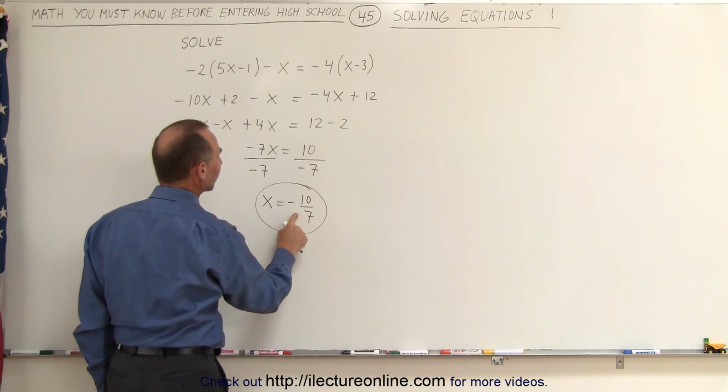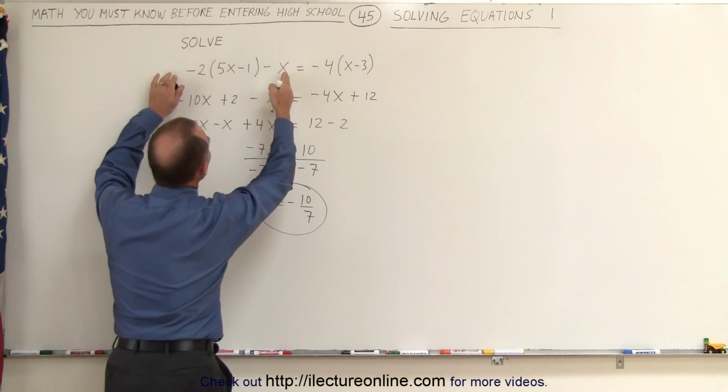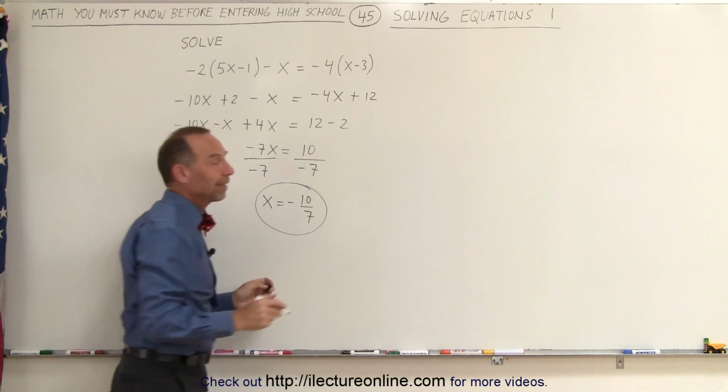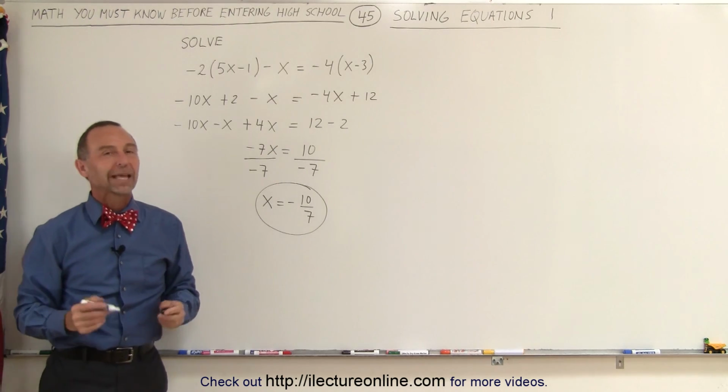When we plug in a minus 10 sevenths into x here, here, and here, the left side equation will equal the right side equation. And therefore, that is the solution to the original equation. And that's how it's done.